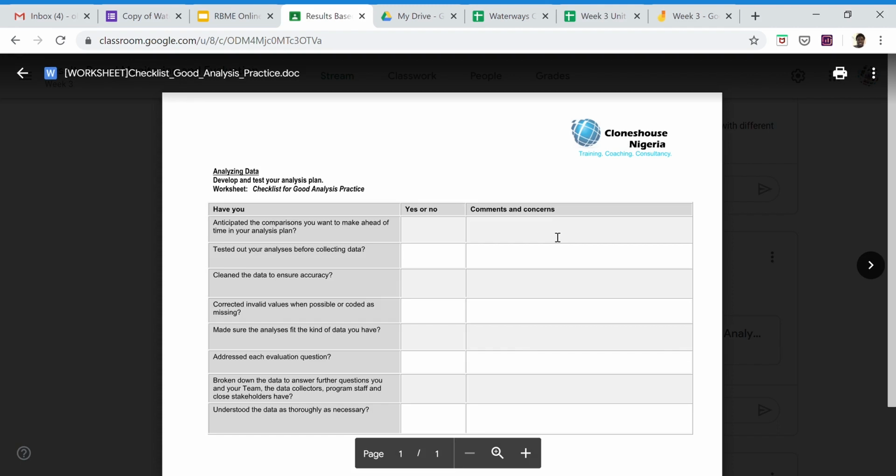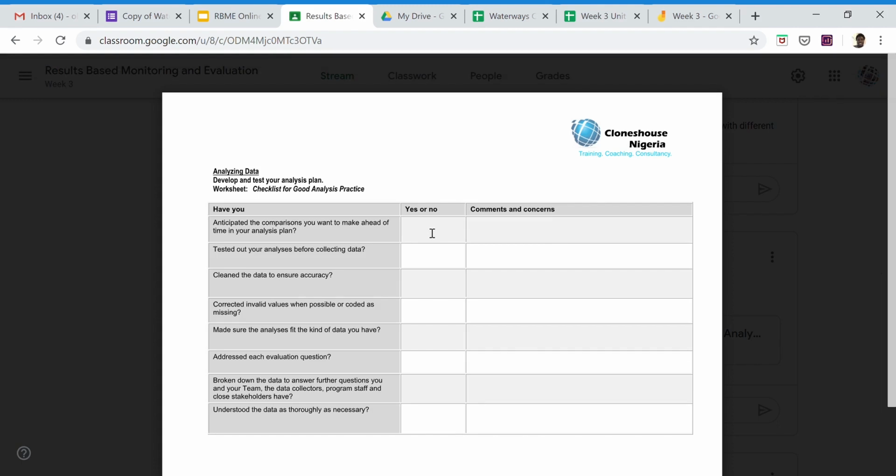So the checklists are very important. You see yes or no. It's something for you to check yourself on. Have you anticipated the comparison you want to make ahead of time in your analysis plan? Yes. So this is a very important part of this.